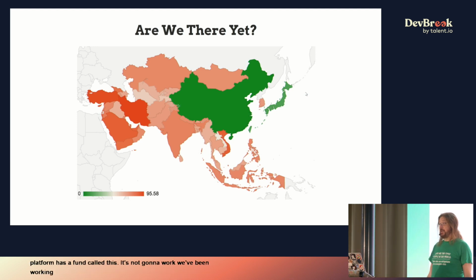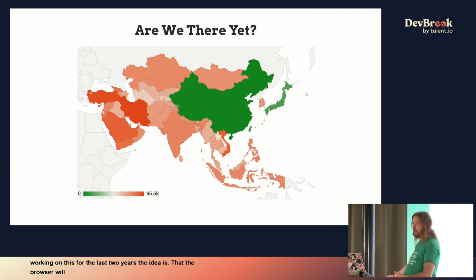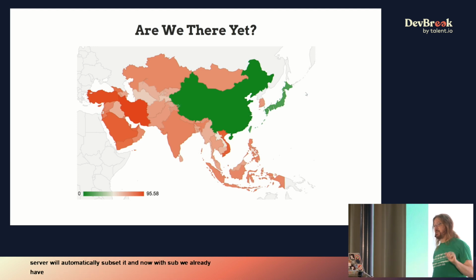We've been working on this the last 2 years. The idea is that the browser will send a list of characters that are on the current page and say, I want a font called this for these characters. And the server will automatically subset it. Now, we've already had subsetting. Google Fonts does subsetting.